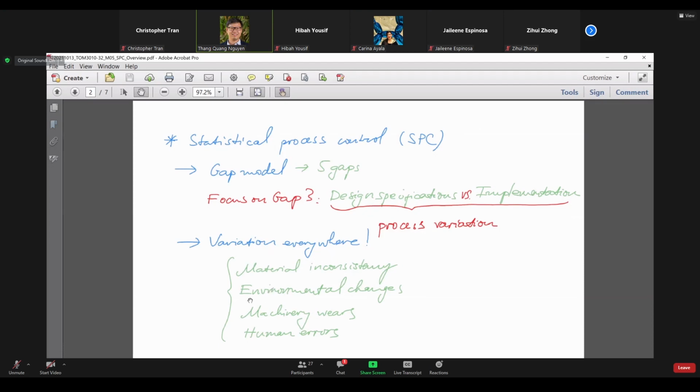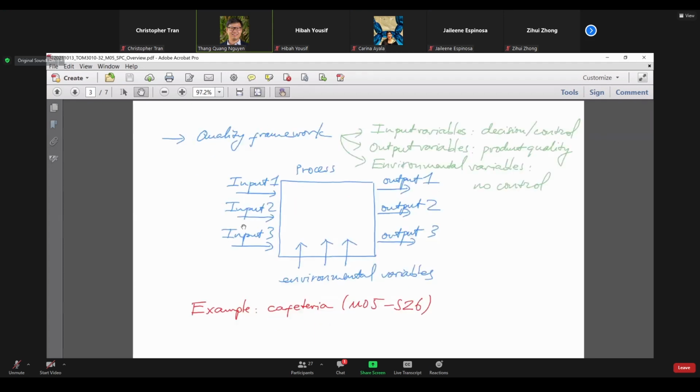All right, that happens because of many reasons, and we went through the framework of quality to classify all of the variables into 3 types: the input, the output variables, and the environmental variables, right? Input are the variables that we make decisions on. They are under our control.